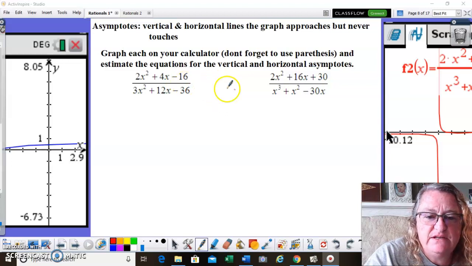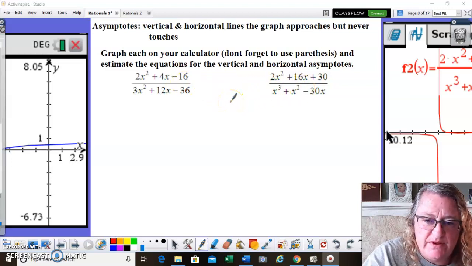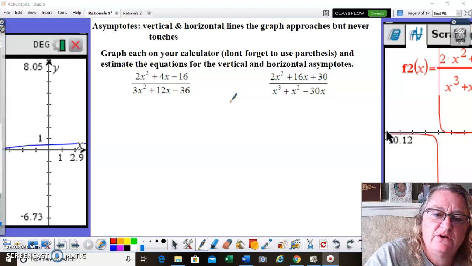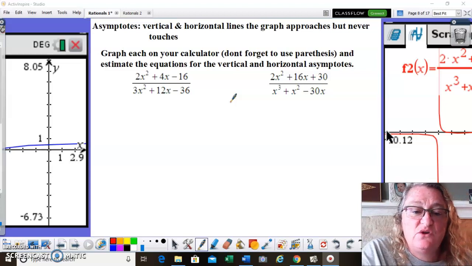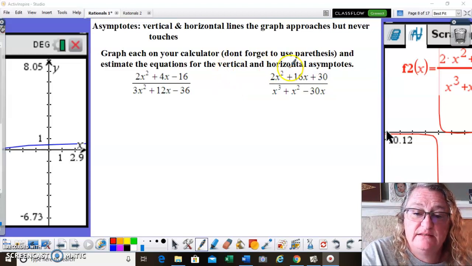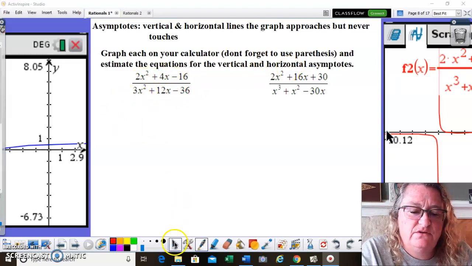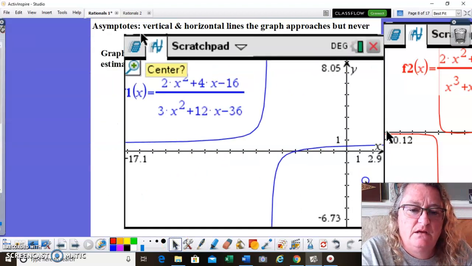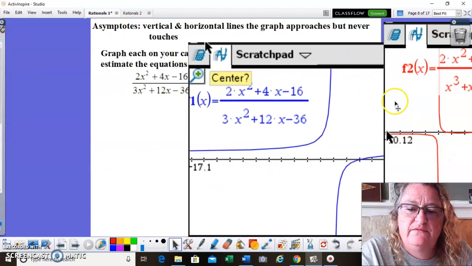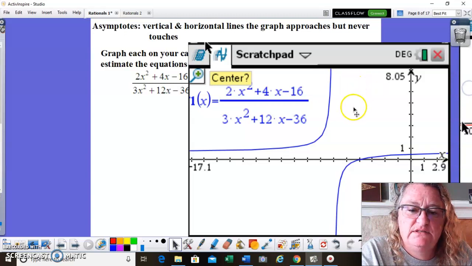So if I were to graph each of these with proper parentheses, either on Desmos or your calculator, and estimate the equations for the vertical and horizontal asymptotes, okay? So this one right here, I have graphed over here on this side. Okay, get rid of this one so we can just see that all together.